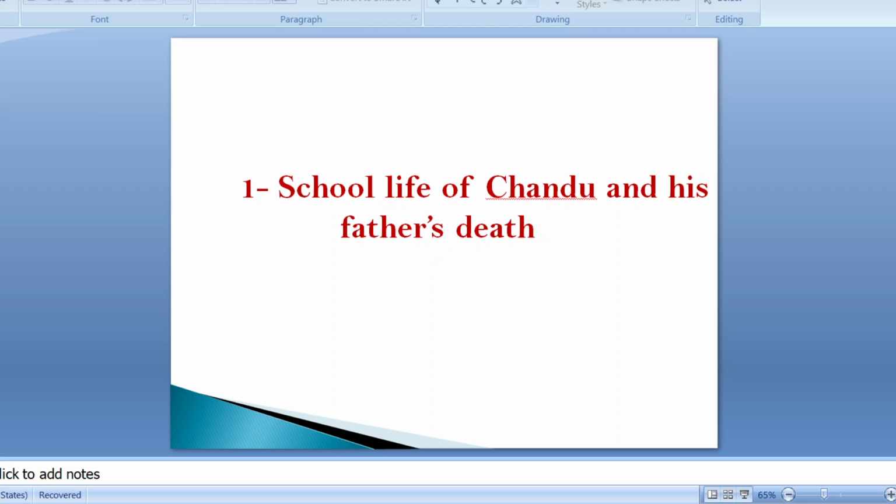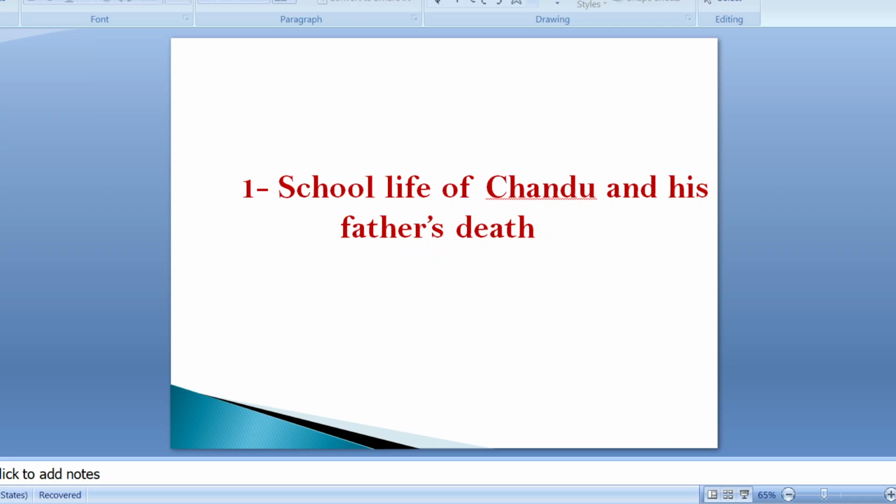His father died early due to plague, so he had no time for his studies. As we have said, Chandu was an intelligent boy also, but he couldn't shine in his studies because he had to do his family's work. He had to do his professional work after his father's death, and then he had to give up his studies also. So he was a sharp and ambitious young man.